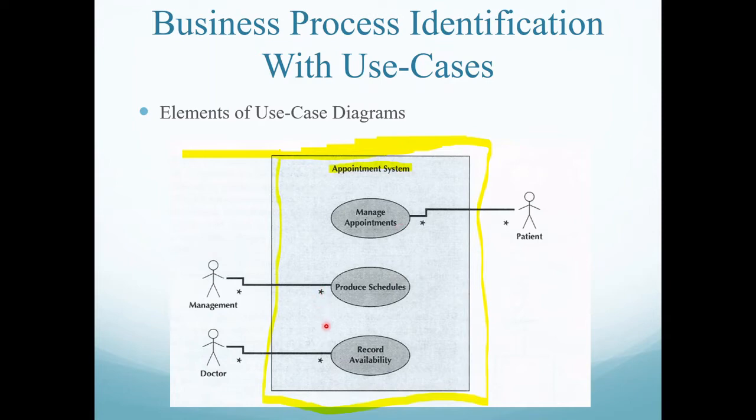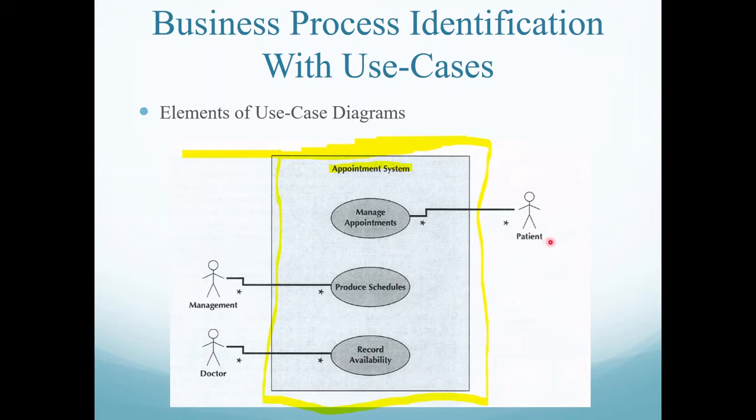So actually the purpose of drawing this diagram is to show what kind of business we have in our system. Here we have actors, and this system, appointment system, will operate certain business processes. Here we can see several ovals: manage appointment, produce schedules, record availability. They are a list of business processes covered by this appointment system. So to use these processes, patient or management or doctor will approach the system and will use this functionality of this system to achieve this business purpose.